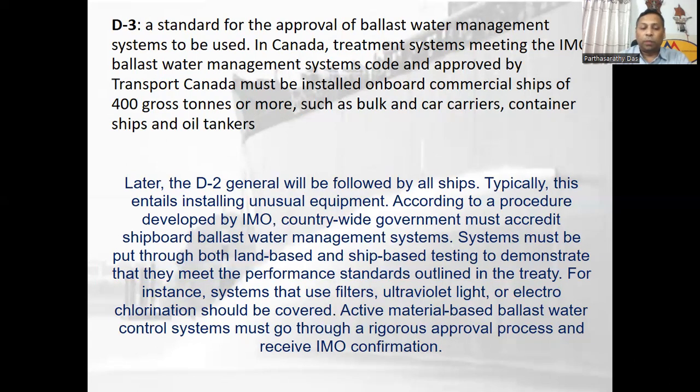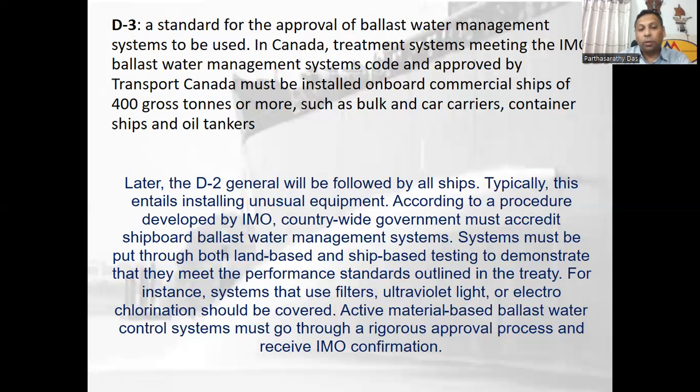the D2 specifications will in general be followed by all ships. Typically, this entails installing new equipment on board the ship, and according to the procedure by IMO, the country's government must accredit the shipboard ballast water management system, and the system must be put through both land-based and shipboard testing procedures, specifying that the testing must be done on board the ship to comply with the system. As well, it is encouraged to do so through shore-based organizations.